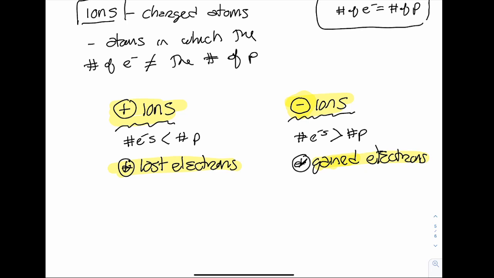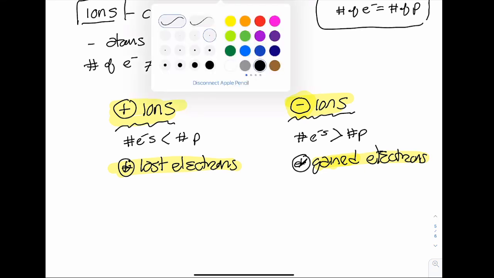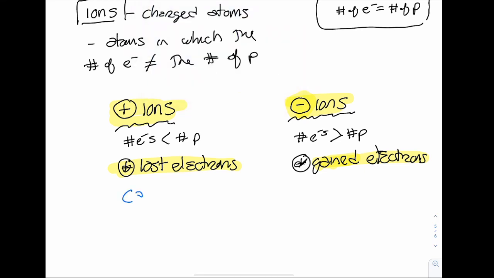We do have special names for these. A positively charged ion is called a cation. I just remember that cats are positive. I like cats. If you don't like cats, you can remember that Jen thinks cats are positive. So cations are positively charged ions, atoms that have lost electrons. And then anions, that's an A, are negatively charged ions. They're atoms that have gained electrons.